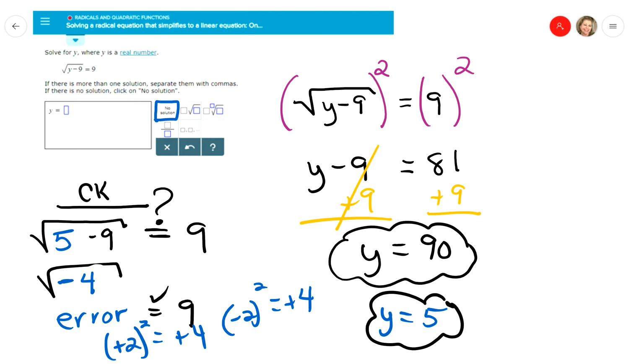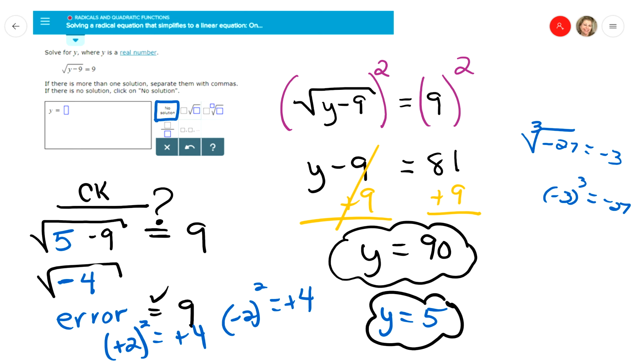Now, had that been a cubed root, you can take cube roots of negatives. Like, I can take the cubed root of a negative 27. That's actually a negative 3 because negative 3 cubed is negative 27. So if you've got cube roots or fifth roots or seventh roots, any odd root, negative numbers will work. But even roots, squares, fourths, sixths, nope, can't take the square root of a negative.